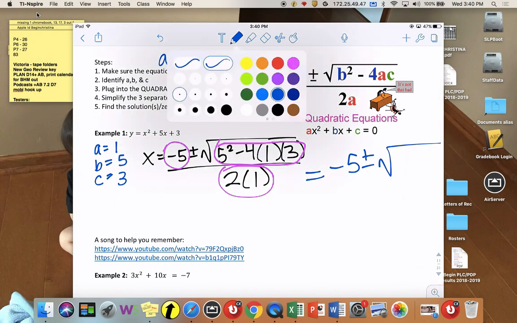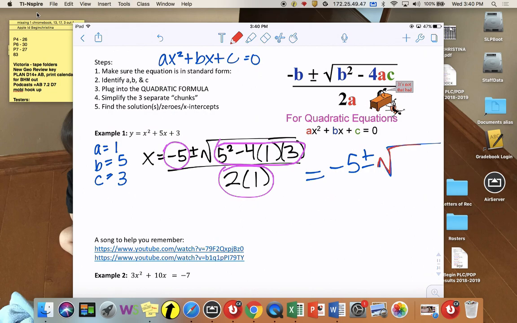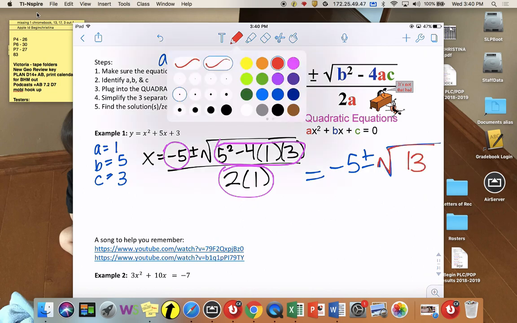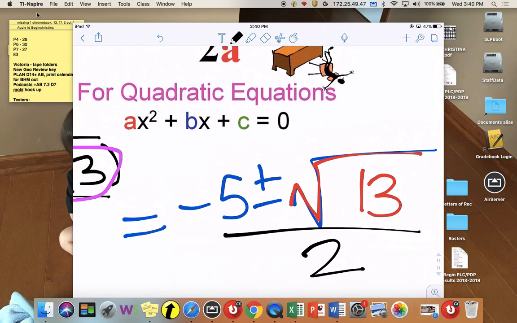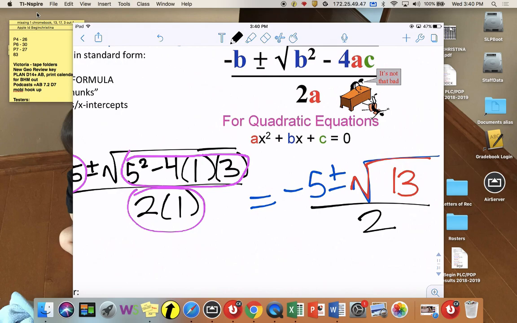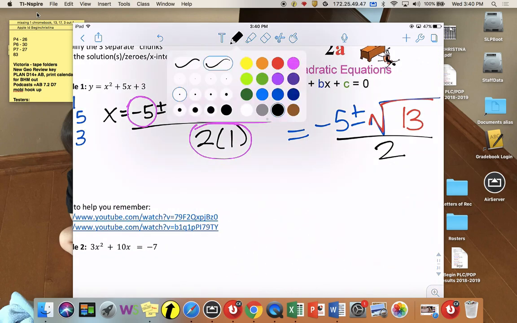Here's different colors. So we'd have the square root of 13 over the bottom number, and 2 times 1 is 2. So I do want to see this work, so I can say, all right, they knew how to simplify. And then you can type it into your calculator. And then there's 2 answers.